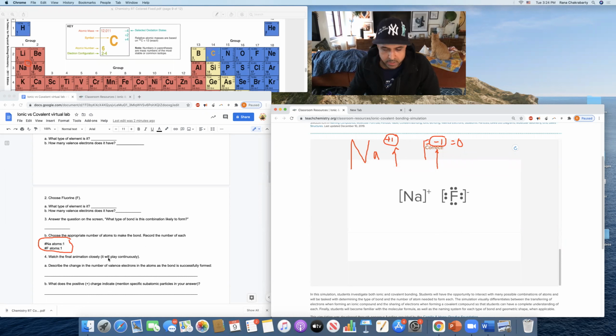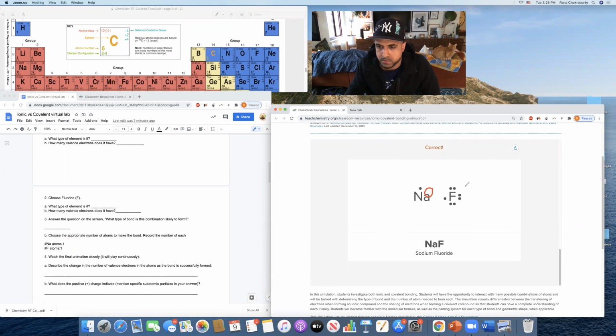So watch the animation. These are structures that they actually ask you to draw in the regions. So sodium lost an electron. You notice that? It lost that valence electron. So if you lose a negative number, you are now positive. If you lose an electron, you're positive. If you gain an electron, which fluorine went from 7 to 8, now it's negative. And now sodium, since it lost an electron, is not 2-8-1 anymore.